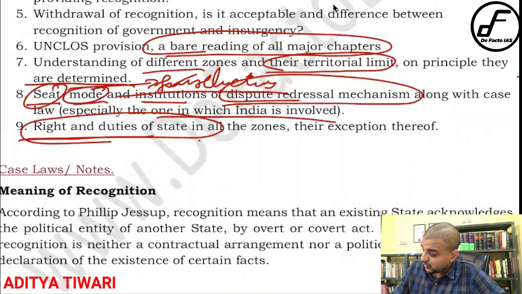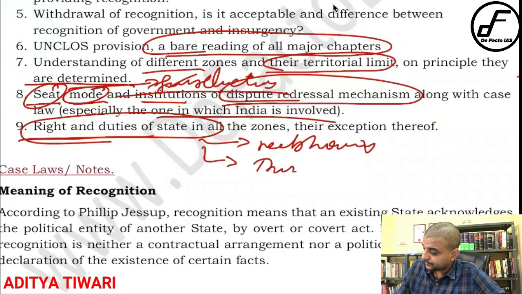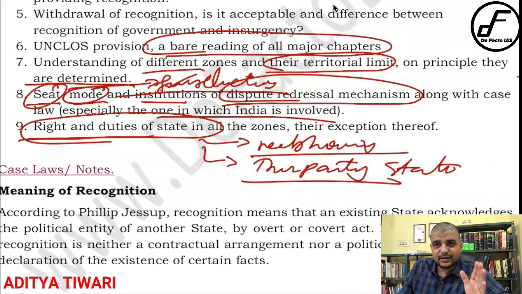Do write this down: there are two types of state. One is the neighboring state, and the other is the third party state. So you have to study the rights and duties of the neighboring state and the rights and duties of third party states. Okay, so practically pinpoint it.